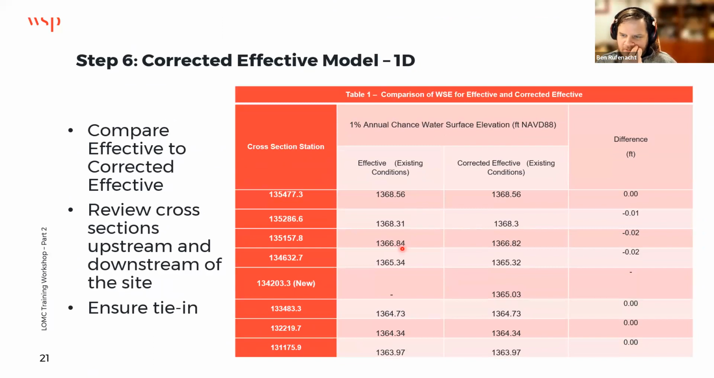So we've got this model. We want to make sure that we're not changing our model too much. So we're checking our corrected effective against our actual effective model. We added this one cross section right here, and we can see that adding that, we had a couple hundredths of change, but that's tolerable, and it was actually a drop. So if this were in the tenths, we would probably want to rethink what we're doing here.